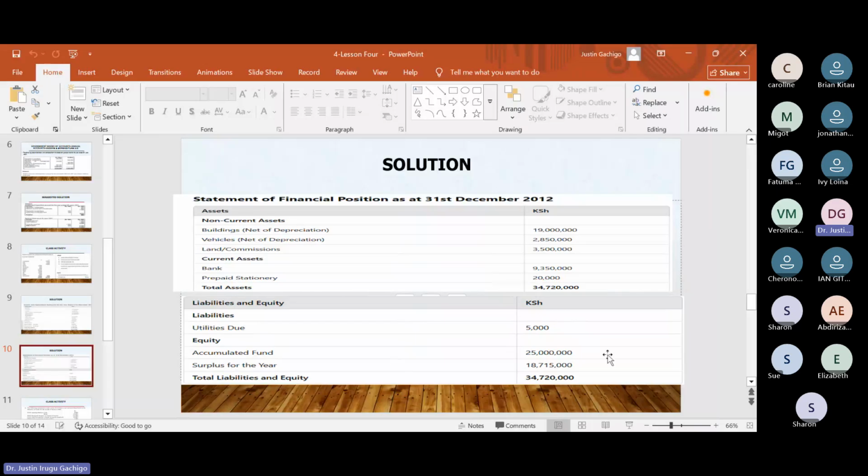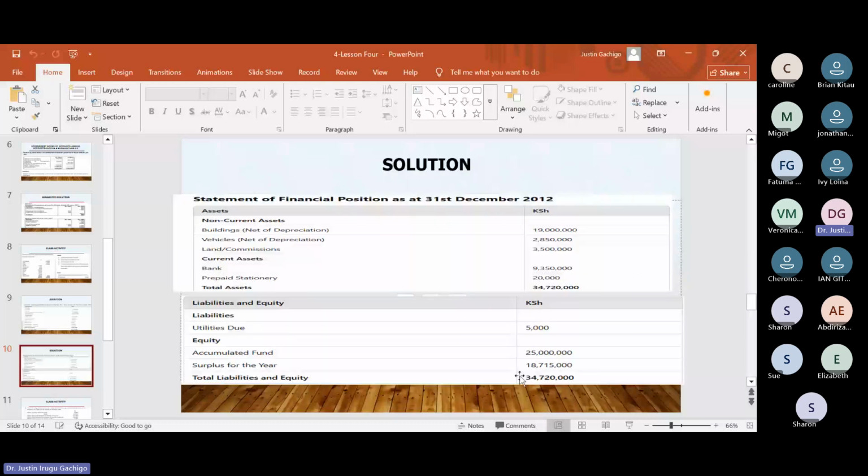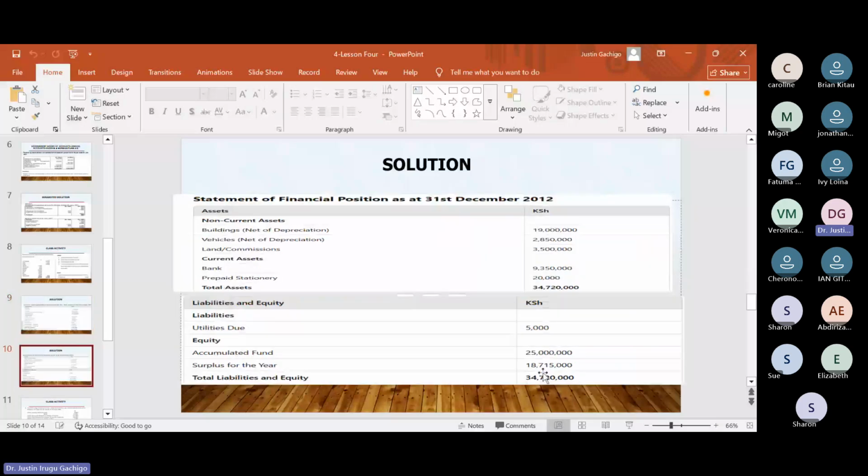Accumulated funds, 25 million. So these accumulated funds are the ones that they have been given here. Then we have the surplus for the year, 18,715, and this figure you get from the income and expenditure account, that one there. So the total liability and equity, these two figures again should balance. So that is how we go about the income and expenditure account and the statement of financial position.